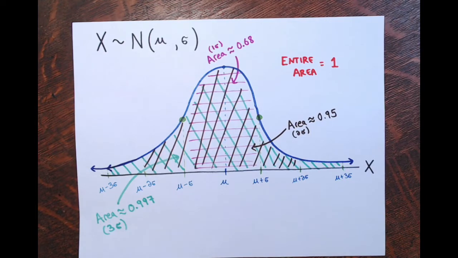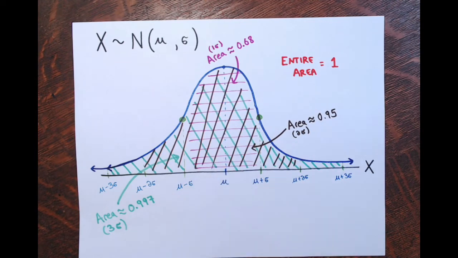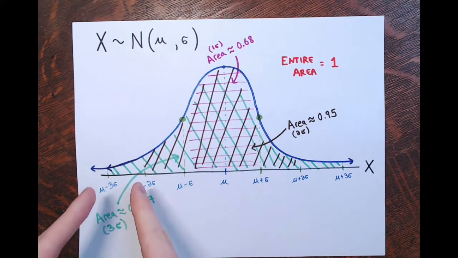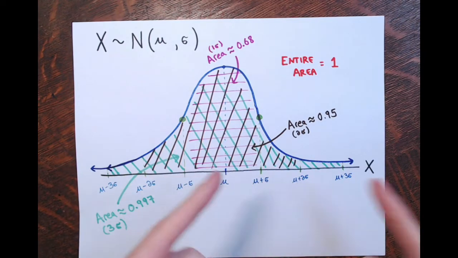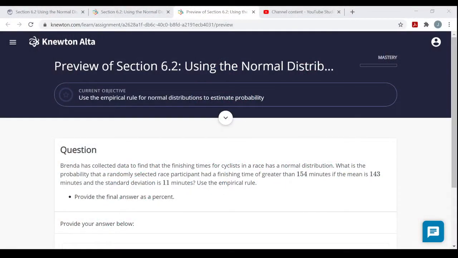And you can use symmetry also. You can use symmetry to find the area between mu and mu plus sigma. It would be about 34%. From mu to mu plus 2 sigma would be half of 95%, so 47.5%, and so on. You can find the area under the curve between any of these special values using this empirical rule, using these numbers. All right, so let me get to this problem here.